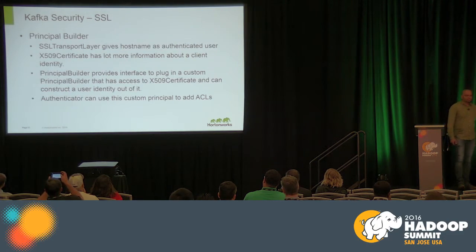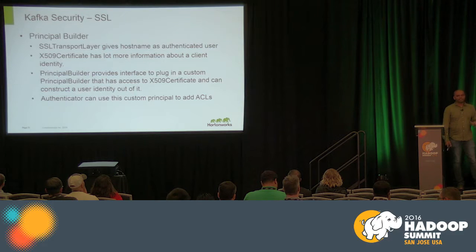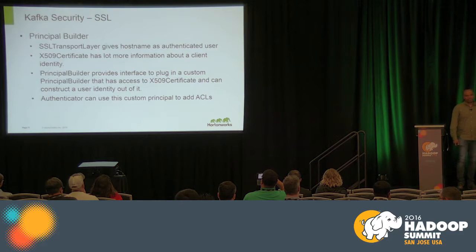So once the socket channel is established, there is an identity that is established for the client. By default, the identity will be the host name of the connection that's coming from. In some cases, especially in SSL cases, you want to add some more data into your X509 certificate and read that certificate and try to establish the identity.